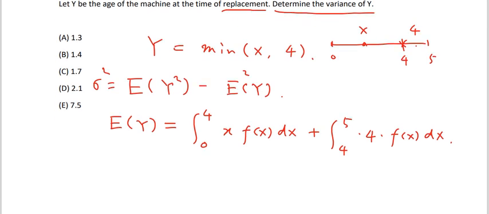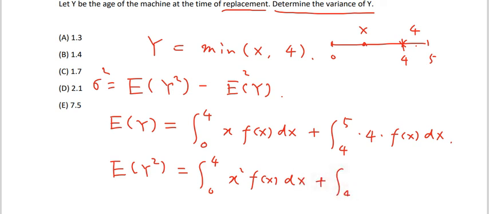So what is E[y squared]? When x is between 0 and 4, y equals x, so this equals the integral of x squared f(x) dx, and plus, when x is between 4 and 5, y equals 4, so y squared equals 16.